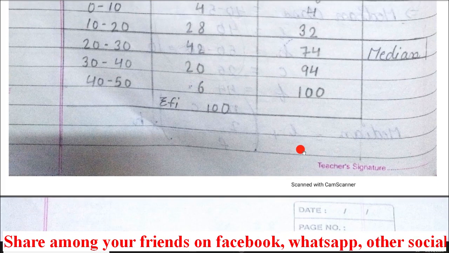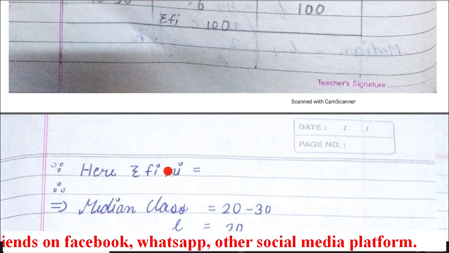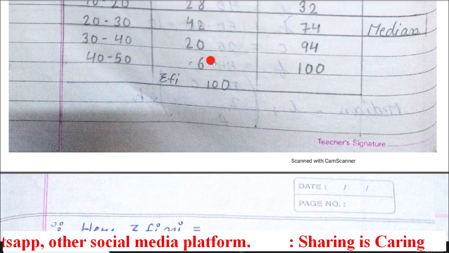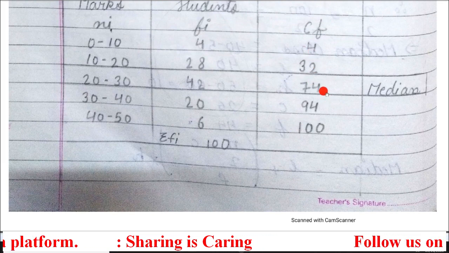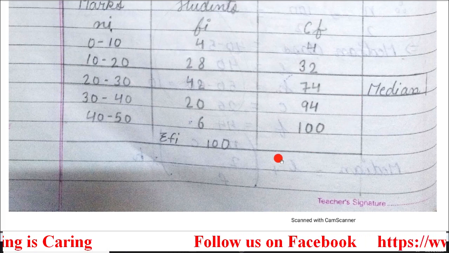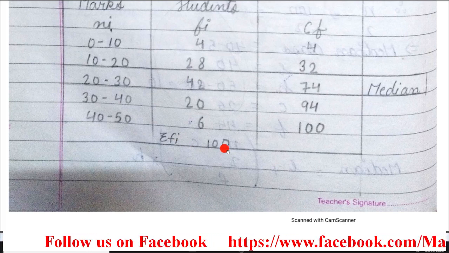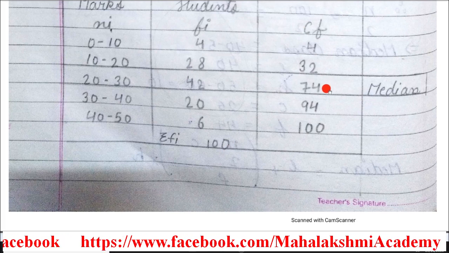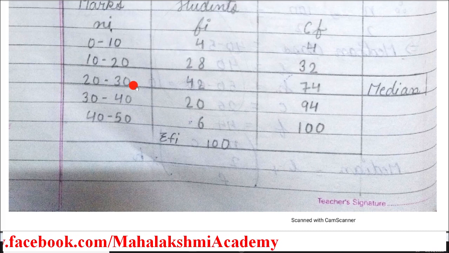Now we'll move to find the median class. First we'll write down n. Sigma fi is your n, and n is 100, so n upon 2 is 50. Just greater than 50, like we had done in the previous question, is 74. So that's why this is your median class. This class interval, that is 20 to 30, is your median class.